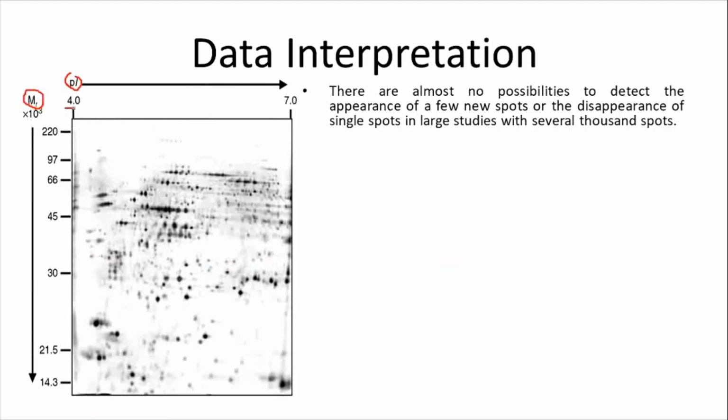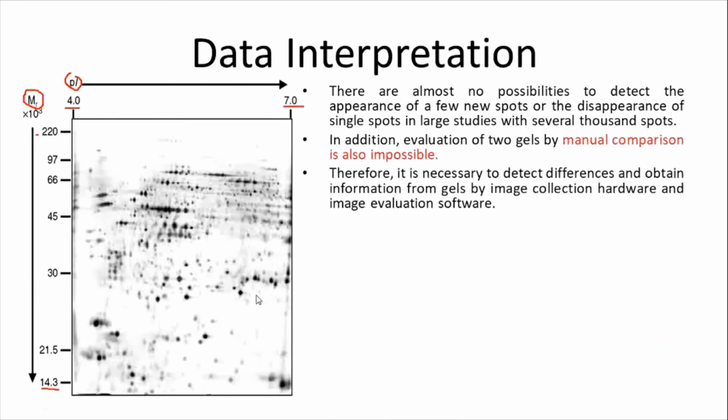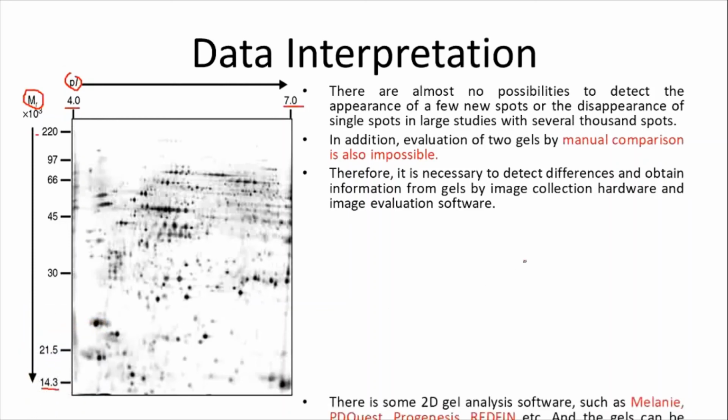The pH gradient may be 4 to 7. The relative molecular mass may be 220 to 14.3. In addition, for the evaluation of the two gels, maybe this is the control gel and this is the test gel, we can run them simultaneously, but we can never compare them by eye. So for this purpose, we use some software to easily predict these spots.